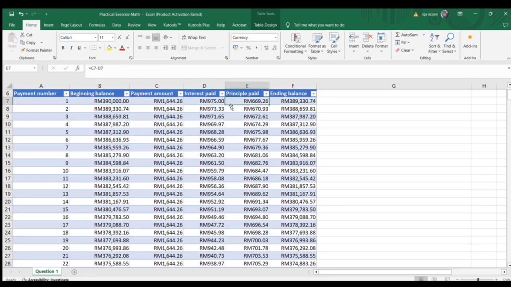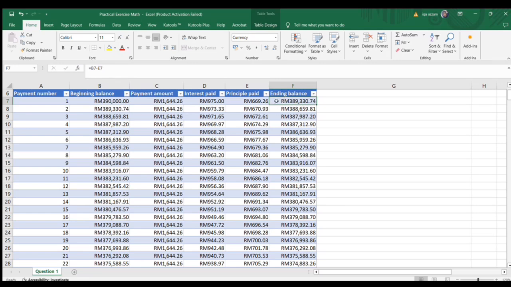The fourth one is principal paid. For principal paid, I take payment amount, then I subtract interest paid, which got me 669 ringgit 26 cents. This is the formula that I use in the Excel. For ending balance, I take beginning balance, then I subtract principal paid, which got me this value. This is the formula that I use in the Excel.